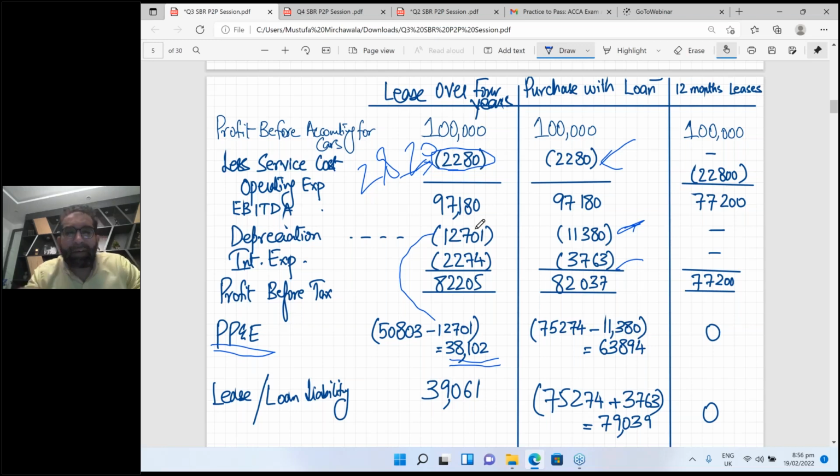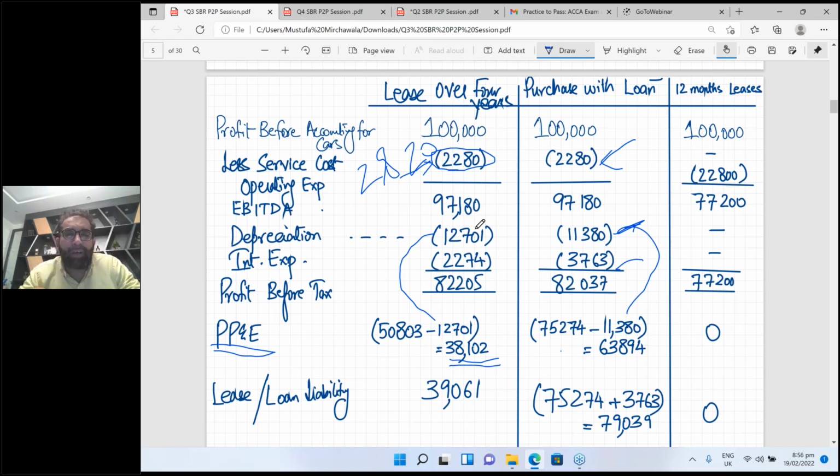Now once again, you have to book at the year end because you recognize the asset and liability. You recognize the non-current asset and liability, so you have to show them in the SOFP. In the SOFP, we report the non-current asset at carrying value, like NBV. How do you calculate the NBV? Cost less depreciation. So this is the first year depreciation. The original cost of this car was 75274 minus 11380. This will be 63894.